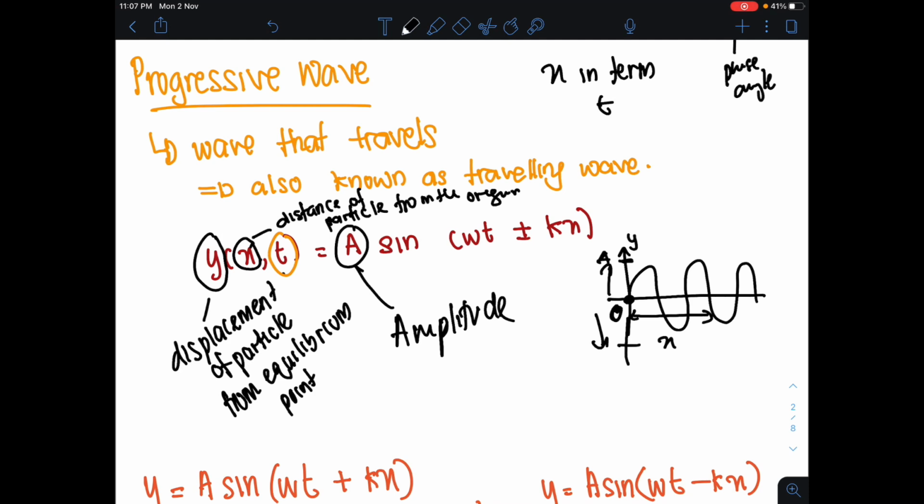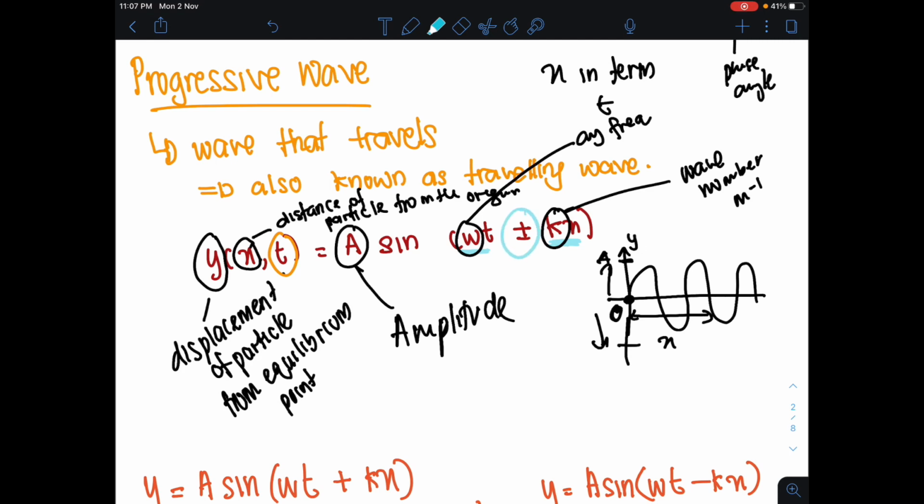Sin is the periodic motion ataupun sinusoidal wave formed by the wave. Omega dekat sini is still the angular frequency. And then K dekat sini is the wave number, yang terminologi yang baru kita belajar tadi. Wave number which has a unit of M negative 1 tadi. And as you can see dekat sini, your omega is related to the time and your wave number is related to the distance. Alright. And then kalau perasan dalam equation ni kita ada plus minus juga.